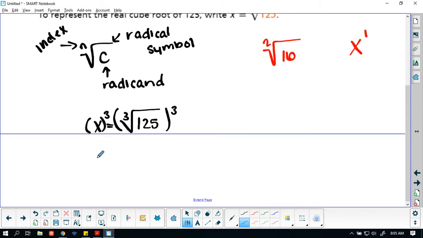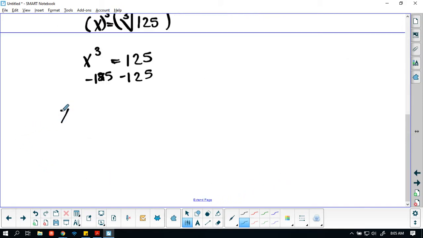You might be thinking, well, Miss Ebony, we could just throw this in a calculator. Again, we're going to go through the steps to see how to find it, so you have that baseline, that underlying viewpoint of how to solve this. So now I have x cubed equals 125. To solve this, I'm going to move this over, and I'm left with x cubed minus 125 is equal to 0.